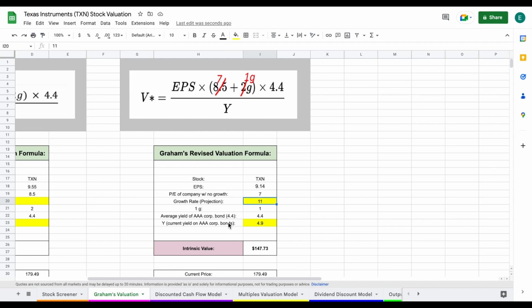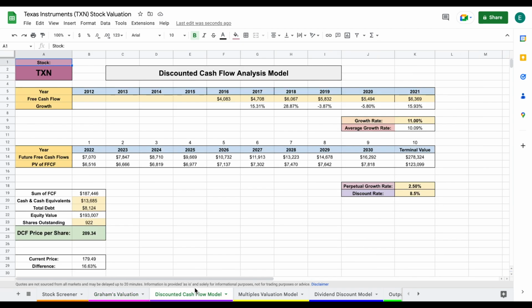And then we're plugging in the current yield on AAA corporate bonds, which is a little bit higher than it has been in recent months, which is going to lead to a lower valuation. So when we plug all of this in, you can see we come to an intrinsic value of $147.73 per share. Now moving forward, we're going to look at our discounted cash flow analysis.